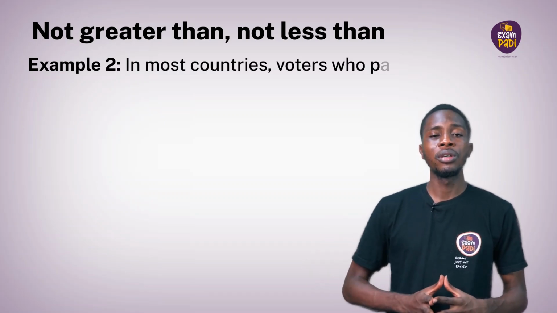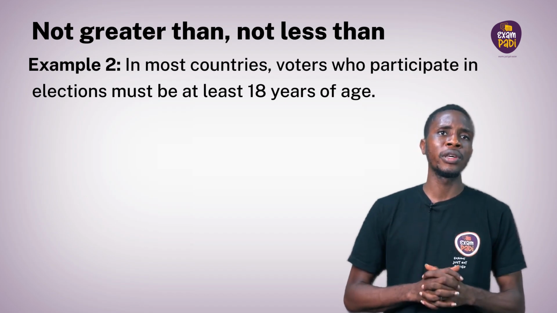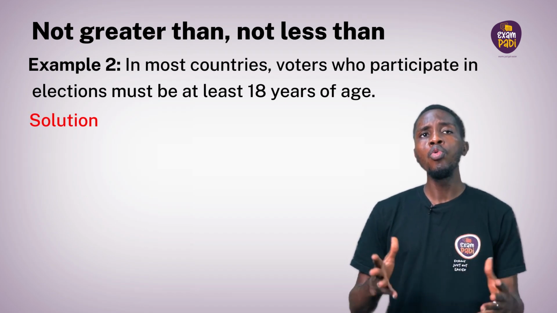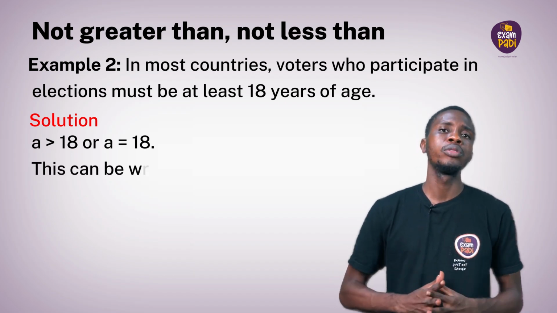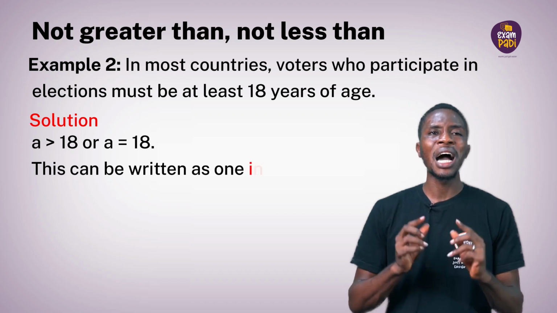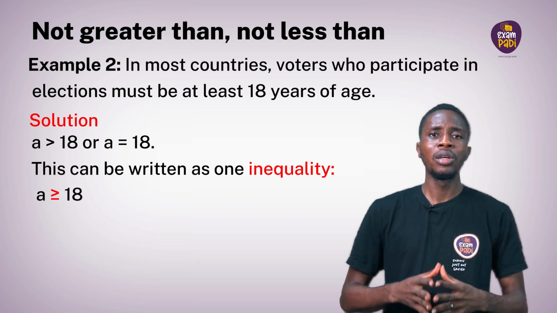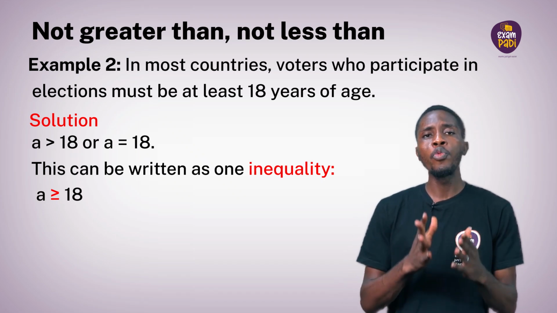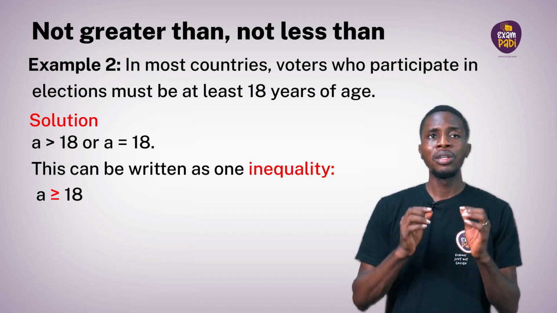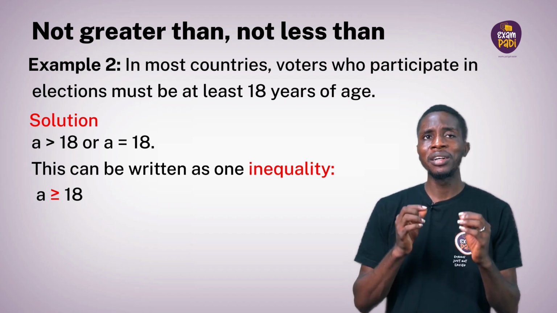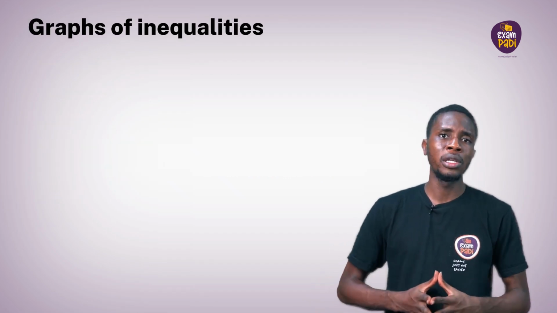In most countries, voters who participate in elections must be at least 18 years of age. An individual who can vote has A greater than 18 or A equals 18. This can be written as one inequality, that is, A ≥ 18, where the symbol means is greater than or equal to. Thus, not less than means the same as greater than or equal to. Let's explore graphs of inequality.